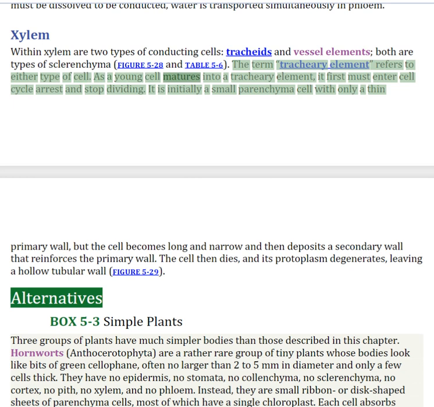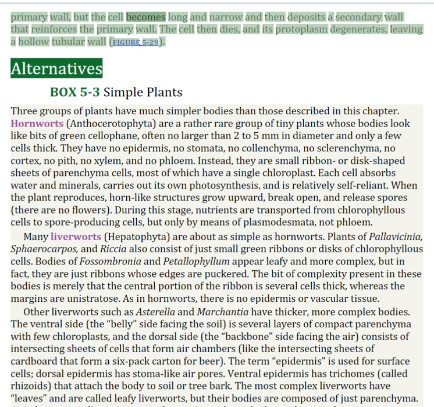As a young cell matures into a tracheary element, it first must enter cell cycle arrest and stop dividing. It is initially a small parenchyma cell with only a thin primary wall, but the cell becomes long and narrow and then deposits a secondary wall that reinforces the primary wall. The cell then dies, and its protoplasm degenerates, leaving a hollow tubular wall.